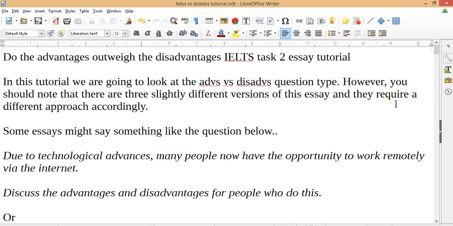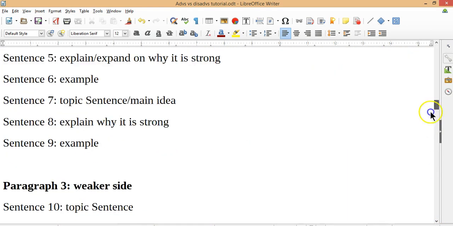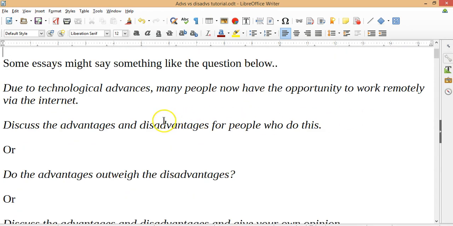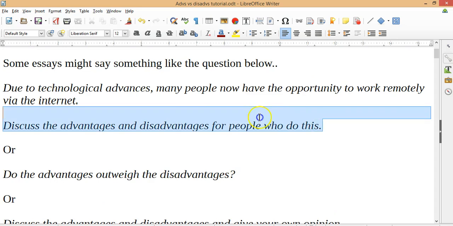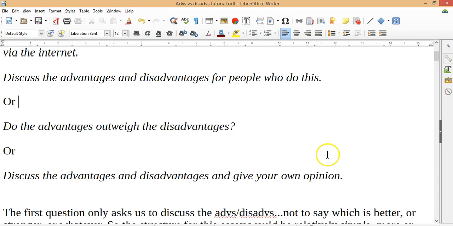So in summary then, oops, why hasn't that moved? Get back. Right, so in summary, advantages and disadvantages, that's pretty straightforward. It's just paragraph 2, advantages, paragraph 3, disadvantages. In this one, we have to write a little bit more in paragraph 2 because we have to show why this does outweigh this.